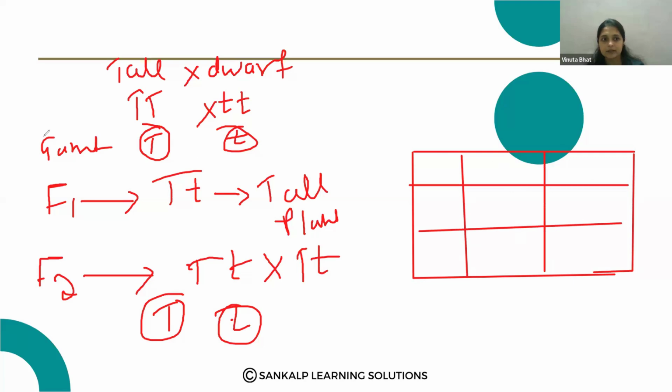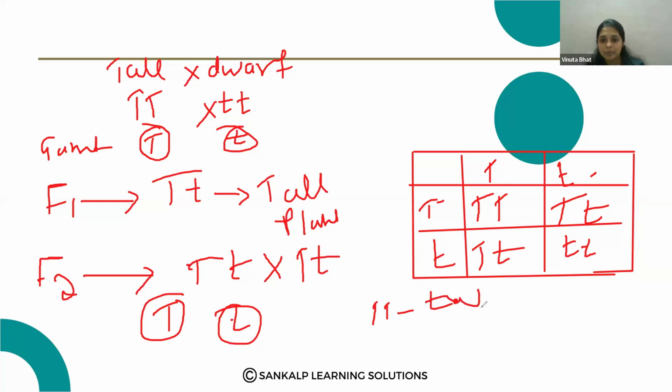Here I will write the capital T, small t, gametes, and here capital T, small t. Just multiply capital T into T, capital T, T, capital T into small t, that is capital T, small t. Just add it and write capital T, small t, and small t, small t. Here capital T, that is tall plant, and capital T, small t, that is also a tall plant, and small t, that is the dwarf plant.